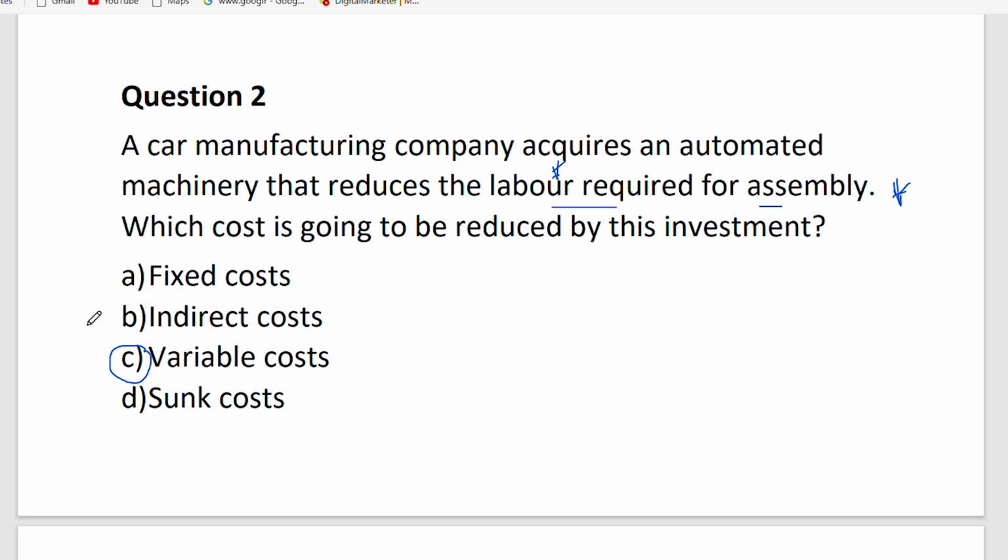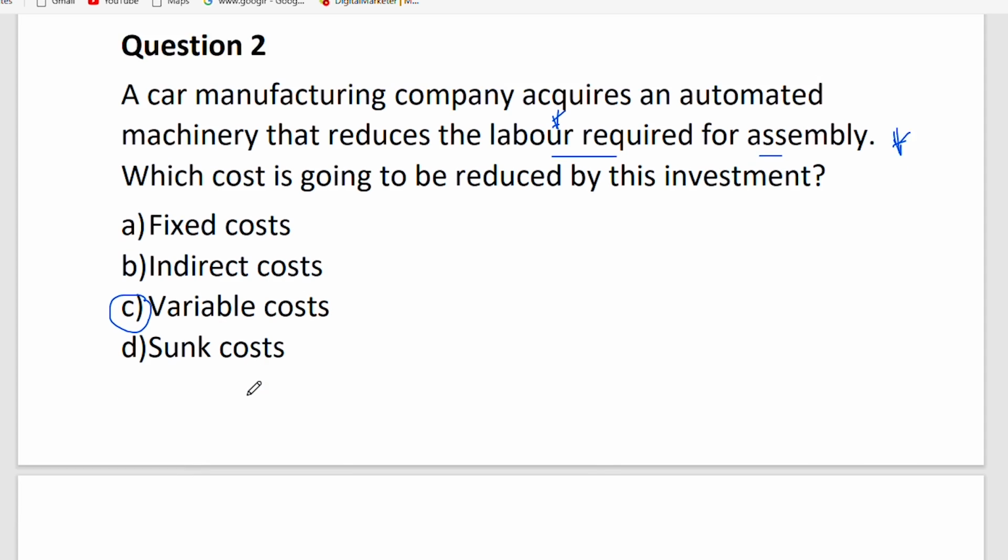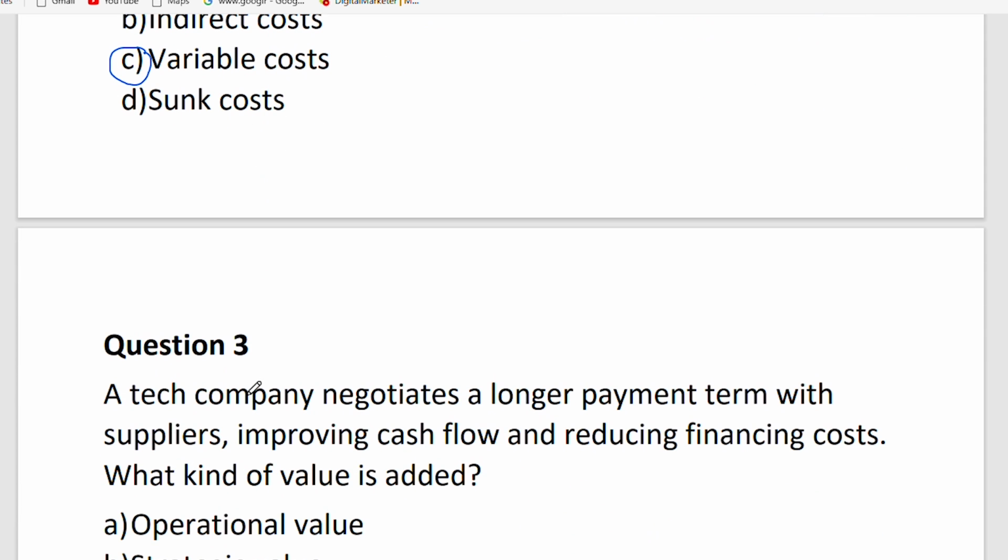Get that? It's not fixed because I'm talking about salaries here, and the fact that the number goes up with the amount of people doing the assembly means it's variable. It's not indirect because this will directly deal with whatever it is that we are assembling. It's not a sunk cost. Sunk cost is just a foregone cost, a fancy way of saying a cost that you can't get back. It's gone. Now, question 3.